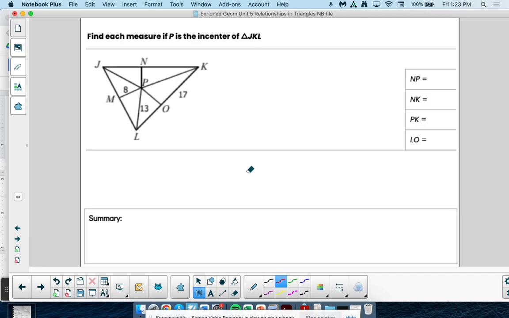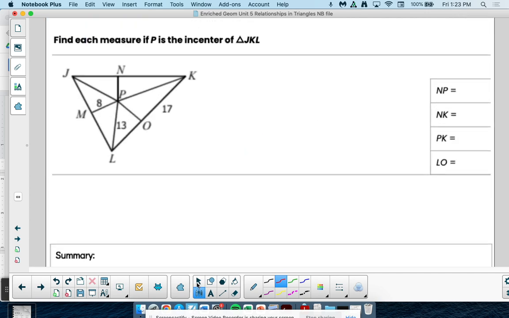All right, let's try this example. Hopefully that makes it a little bit more concrete and easy to understand. Okay, what's NP going to be? 8. Perfect. There's one more thing that's 8 in your triangle. What would it be? PO, yep. I'd probably label that too, it's good practice. NK. Okay, you guys agree? These two would be the same? Yep, 17.